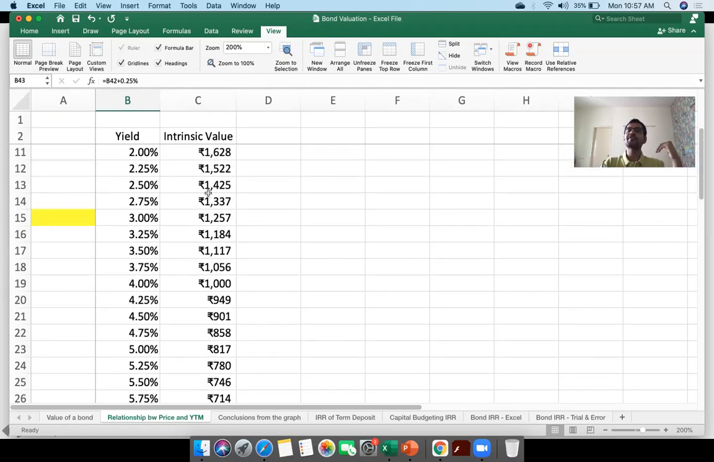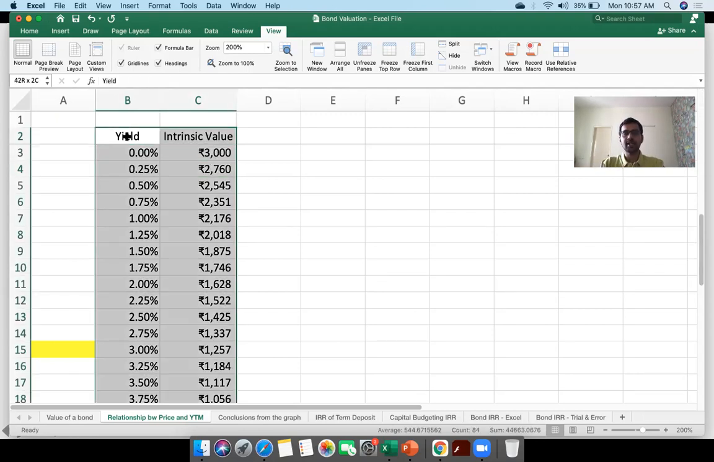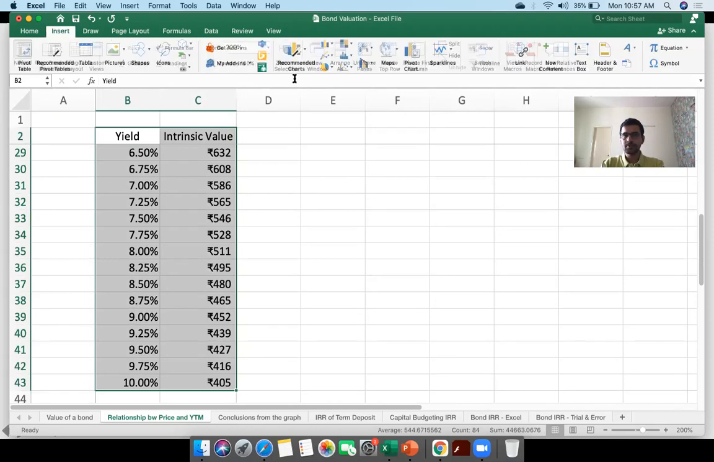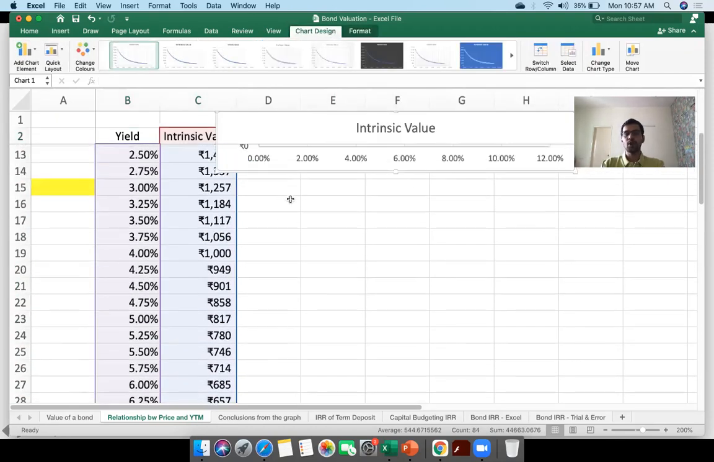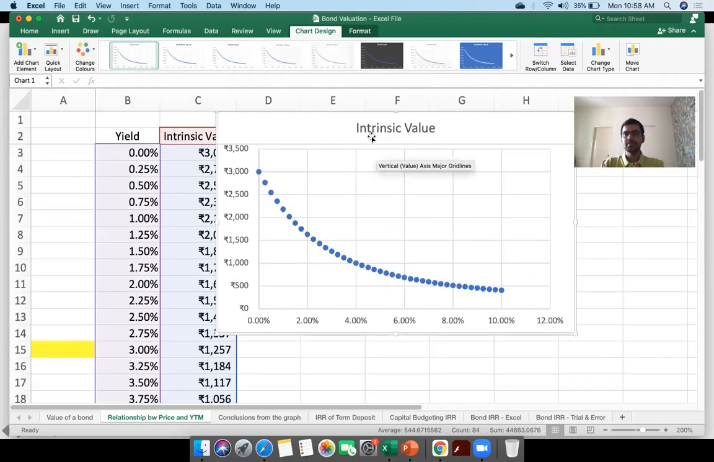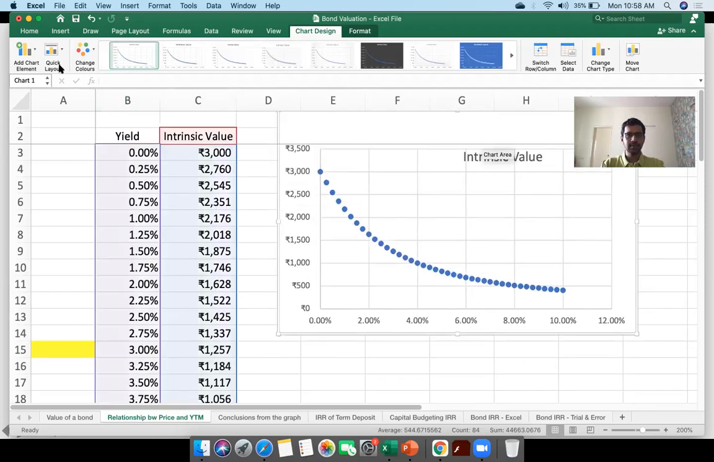All right. And then I've calculated the intrinsic value that this bond can take at different levels of yield. Okay, so all I did was I just kept changing the yield and I recalculated the price that this bond will take at different levels of yield. Okay, now I am actually plotting this on a graph. Okay, I have plotted this on a graph. Let me move it a little to the side.